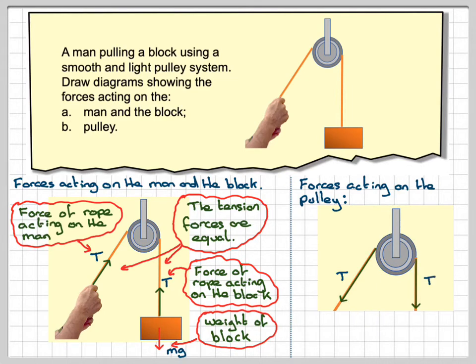as it's smooth, there's no friction involved. There is the tension, the same tension, acting downwards this way. If the block is smooth and light, there will be no friction.